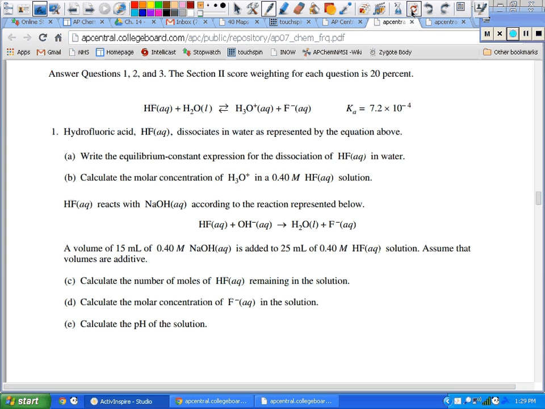So, but let me just talk about this for a second. If I have a really strong base and I add a weak acid to it, what's going to happen to the pH of that strong base? Is it going to go more neutral? So this is kind of like a neutralization reaction. All right. So this is exactly what's going on. This is just a neutralization reaction, okay? So part C, calculate the number of moles of HF remaining in the solution.